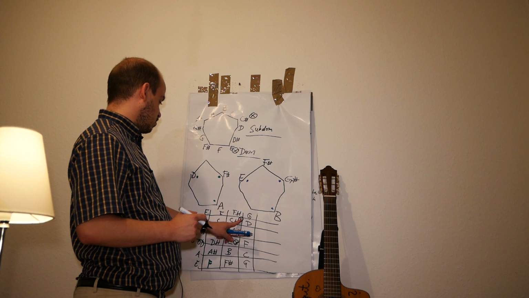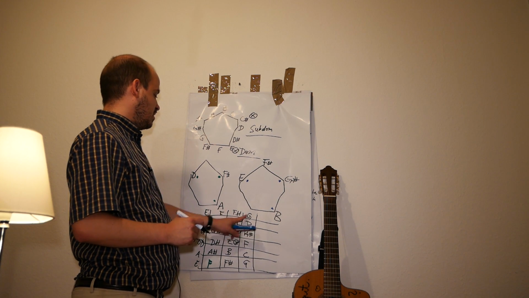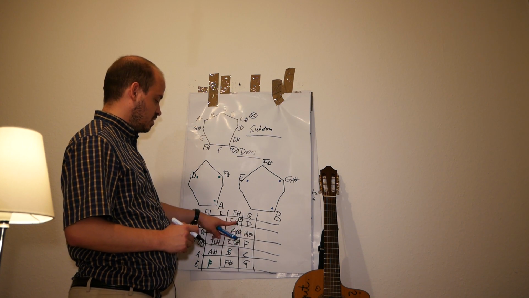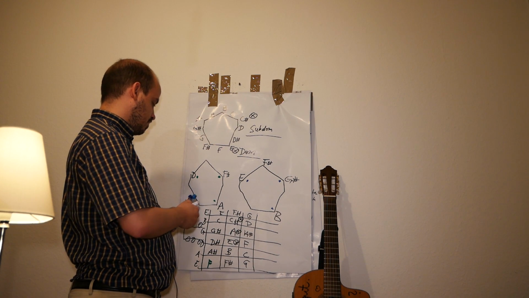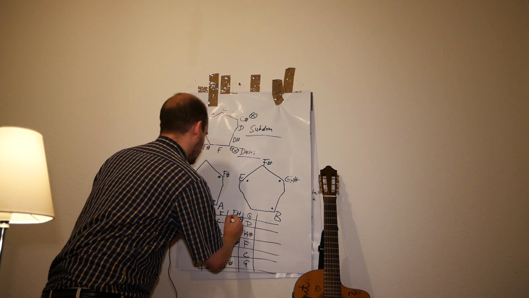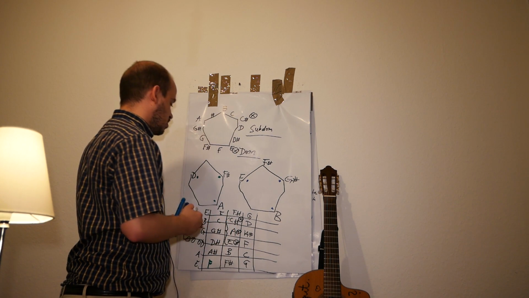So we only need these three fingers. Let's look here. We have an empty E again. So perfect. So these three fingers are gonna be our A major triad.